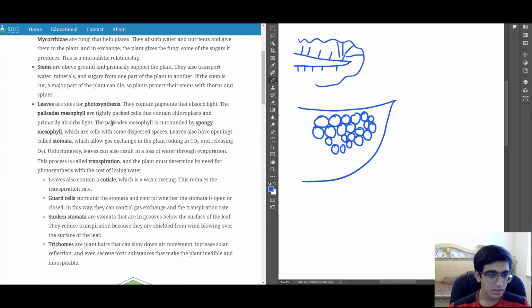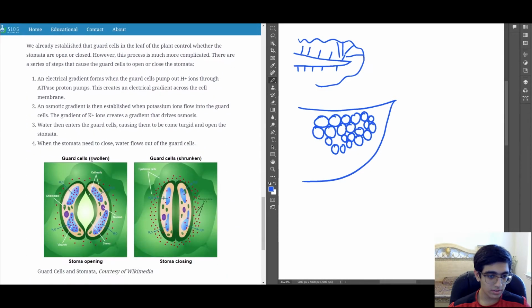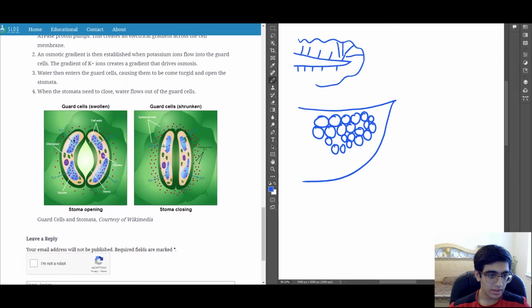Leaves also have stomata, and these stomata are openings in the leaf that allow gas exchange, such as taking in carbon dioxide and releasing oxygen. So this is a diagram of the stomata, and in these stomata, there are two guard cells, and each of these guard cells can either open or close, and that allows gases to pass through the leaf.